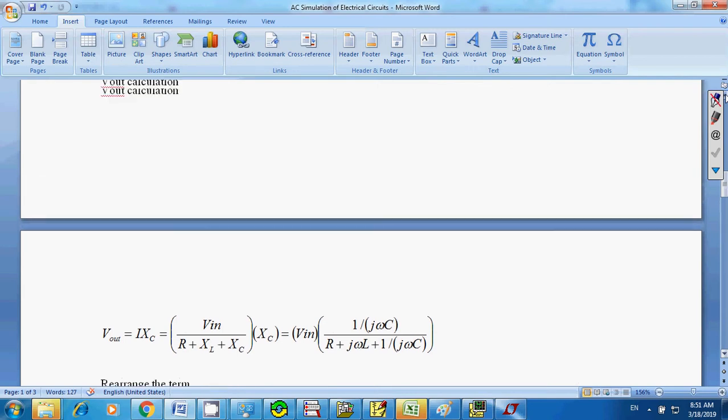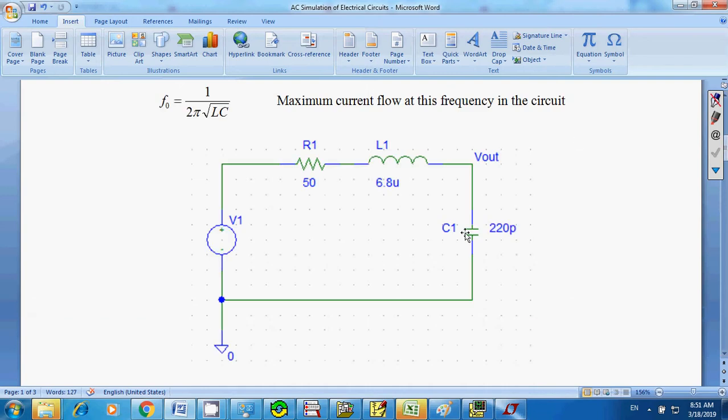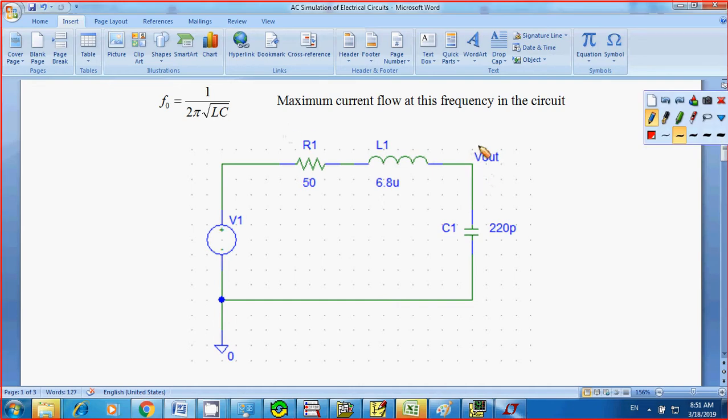Let's apply KCL to the circuit. If you're looking for V out, you can calculate it simply using Ohm's law. Alright, this is your V out. So basically your V out is going to be the current flowing through capacitor C1, multiplied by the impedance of C1, which is 1 over j omega C.